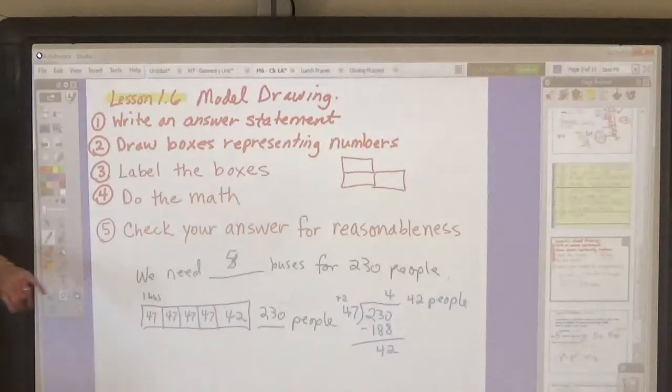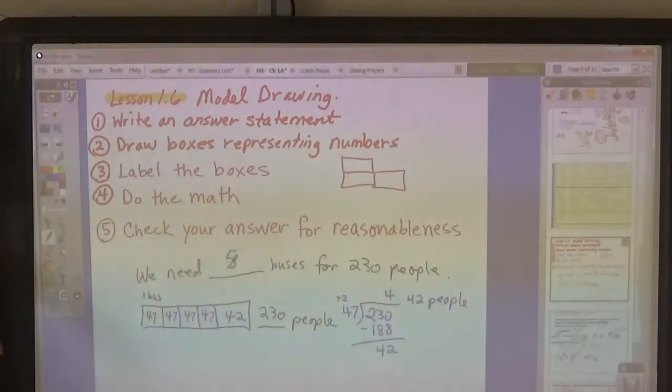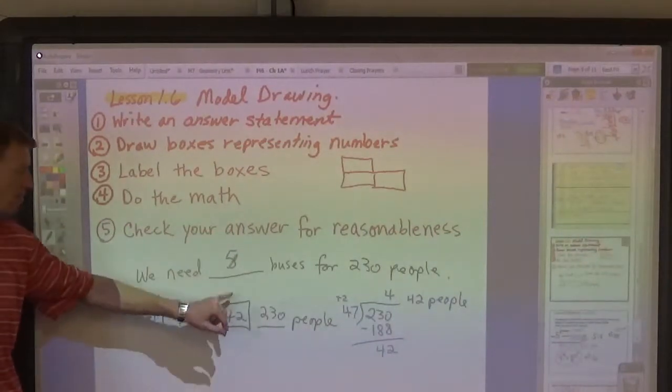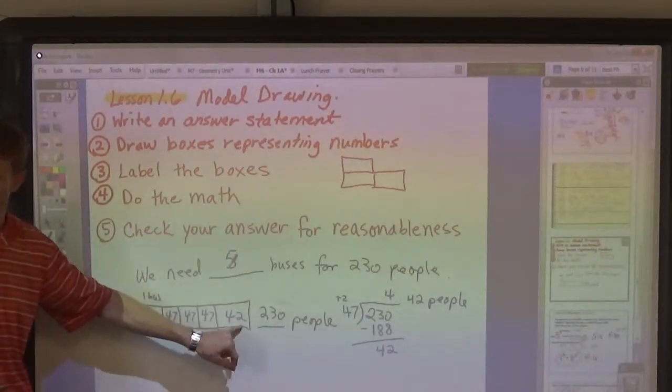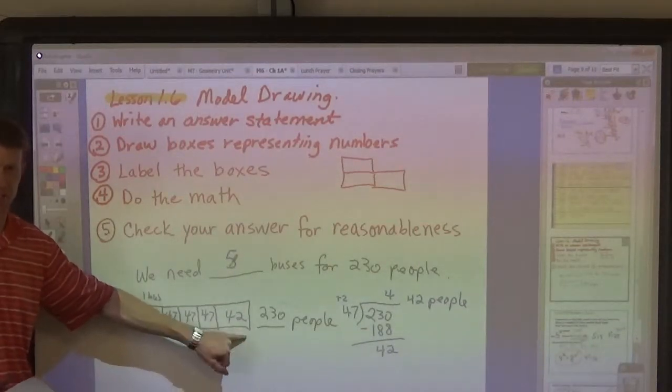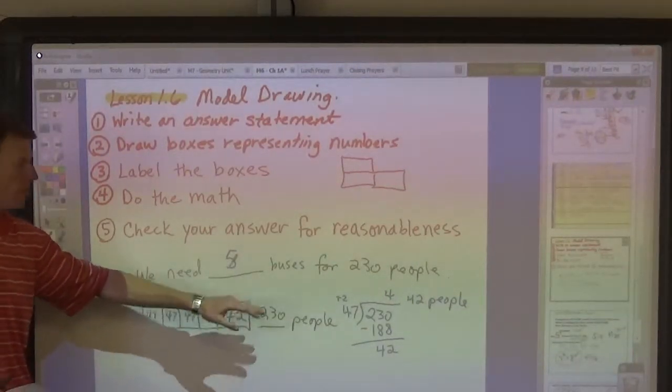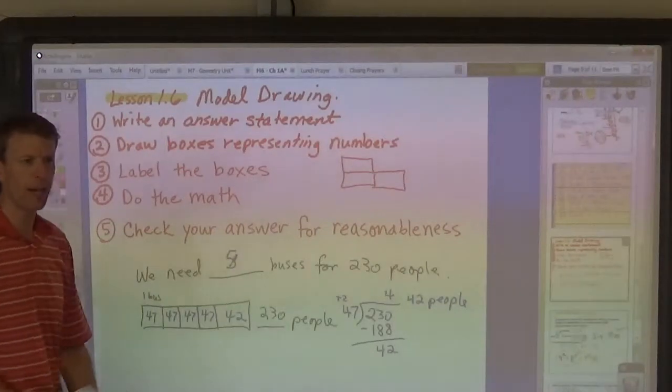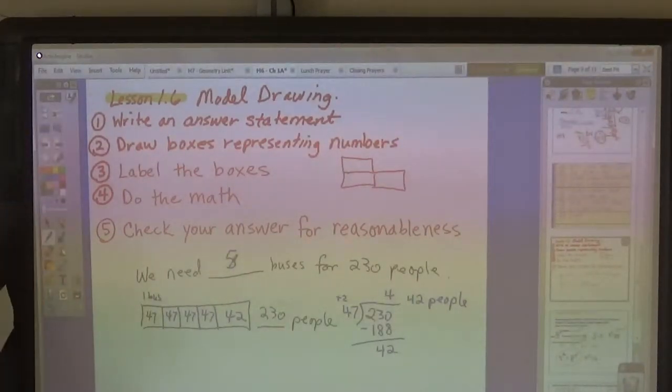Check your answer for reasonableness. Does that make sense? To order another bus for the remaining 42 people? Yes. And that's what this lesson is about. When you get a remainder, what does the remainder mean for the problem? It might mean you have to order another bus. Or there's one question about how much change he will have.